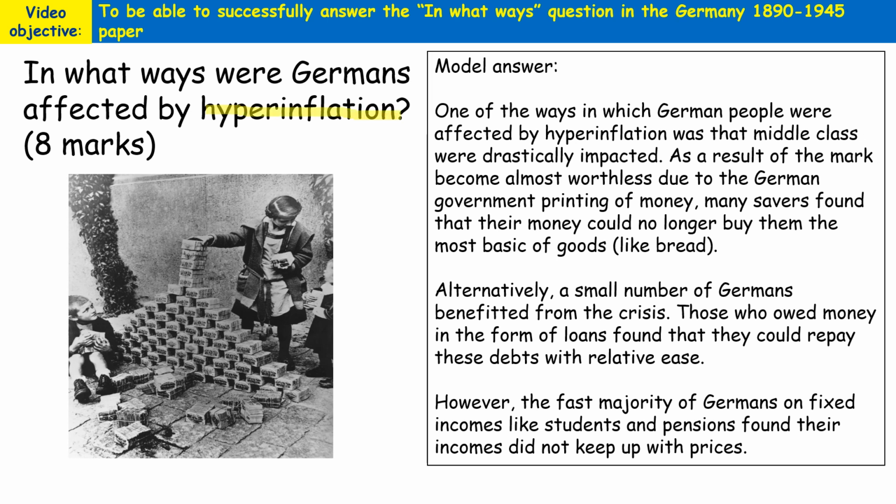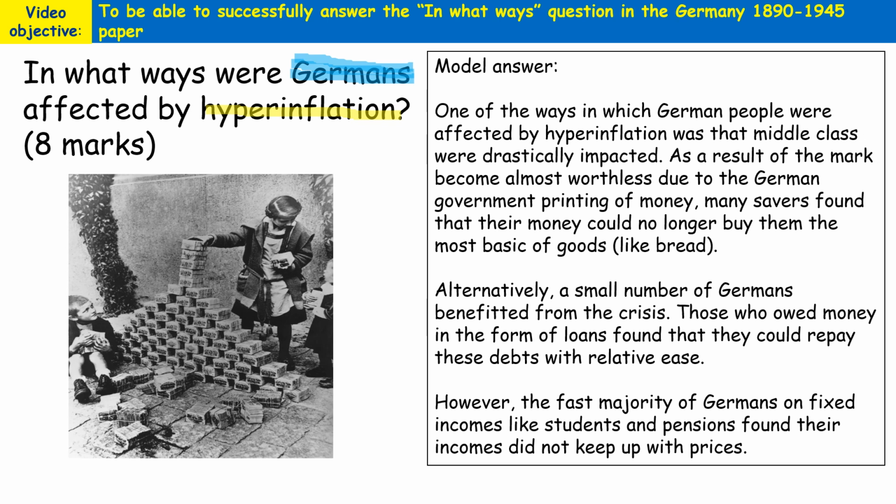However, in terms of the types of Germans that you need to reference in your answer, you've actually got a really wide choice. You can choose to reference German workers, you could reference German savers, you could reference German students or pensioners. You've got more flexibility and more options on which Germans you reference in this type of question. Let's have a look at the model answer itself.